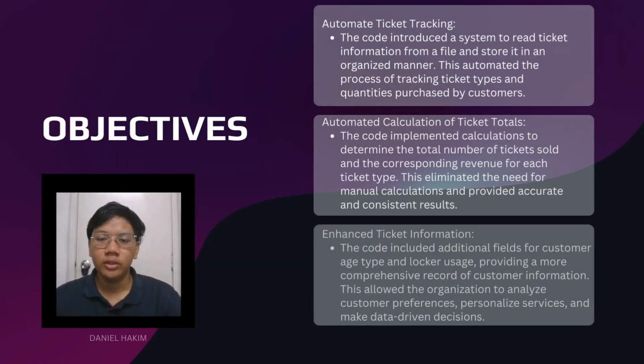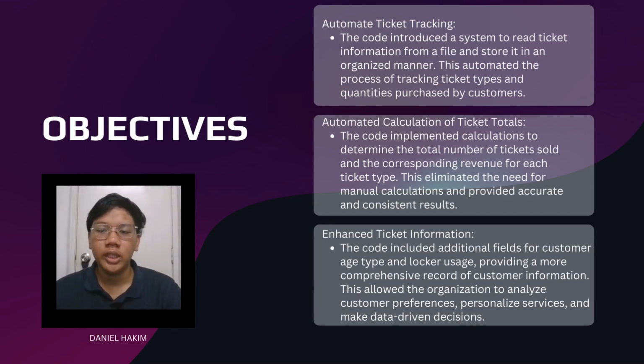Objective. The first one is automate ticket tracking. The code introduces a system to read ticket information from a file and store it in an organized manner. This automated the process of tracking ticket types and quantities purchased by customer.